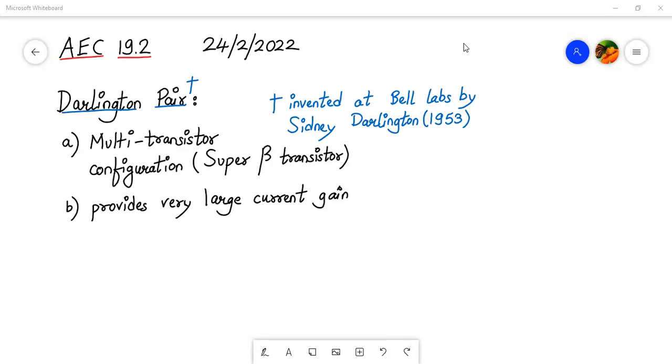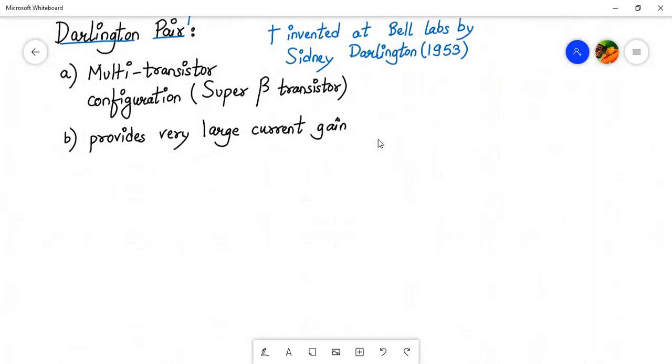Today we are going to start with a new topic on Darlington pair. So Darlington pair is a multi-transistor configuration. Later on we will prove that it's a super beta transistor. It's called a super beta transistor, which provides a very large current gain. Now Darlington pair was named after the engineer Sydney Darlington. It was invented at Bell Labs in 1953. So let us look at the configuration and the structure for the Darlington pair. How does it look like?